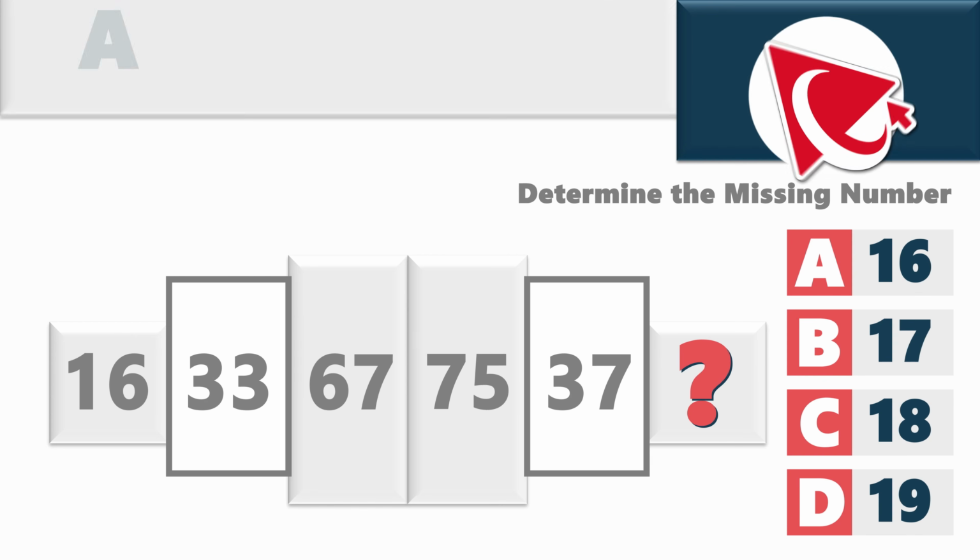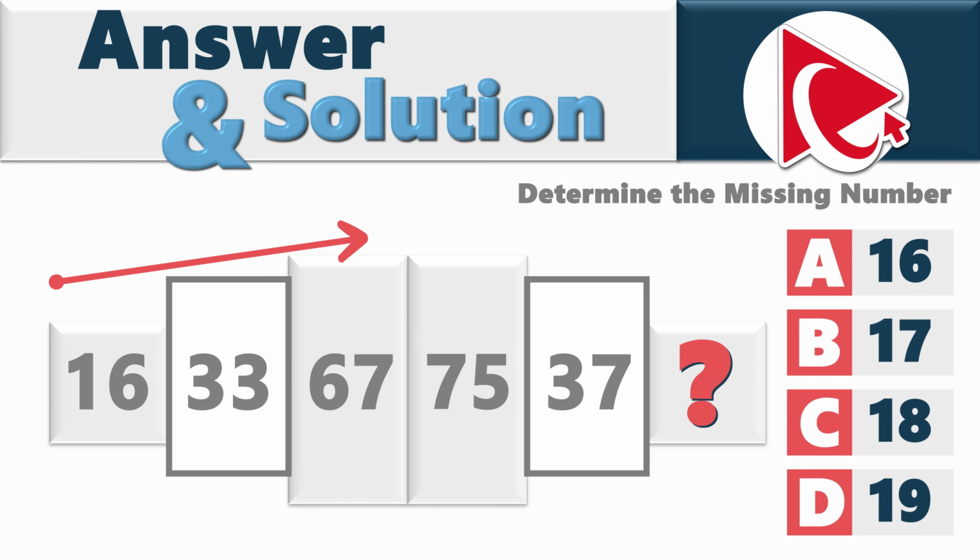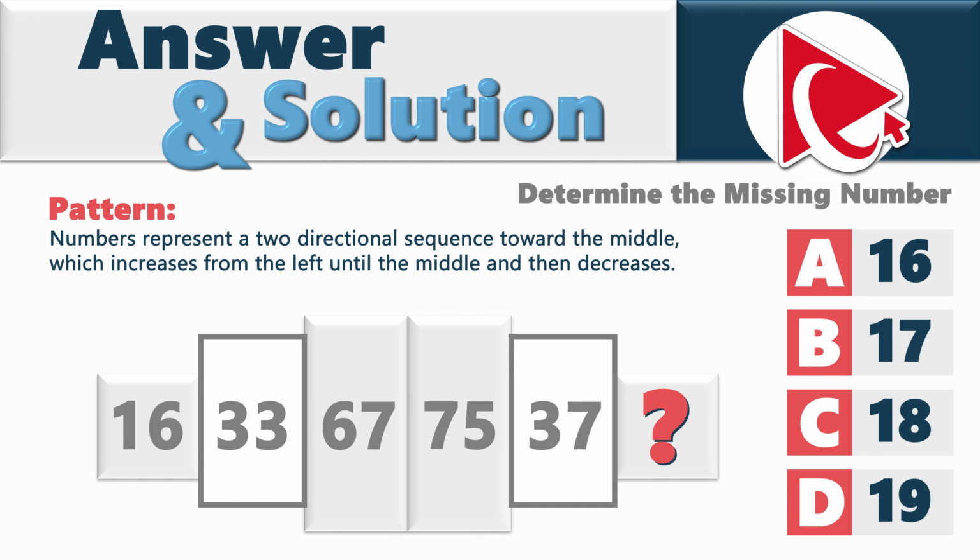You see that the numbers are increasing up to the point of 67 and 75. This is where the trend reverses, and from 75, numbers go down. In fact, what we see here is that numbers represent a two-directional sequence toward the middle, which increases from the left until the middle and then decreases. And the next number in both directions is calculated as double previous number plus 1.